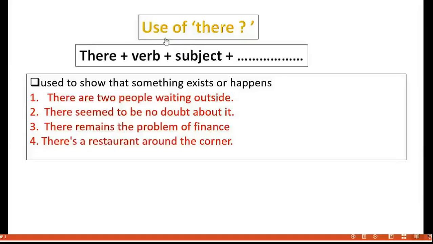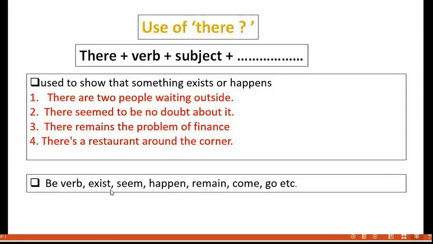Our first slide is about the use of there. Here you find the structure: there plus verb plus subject plus extension. The verbs used in this structure are be verb, exist, seem, happen, remain, come, go, etc. This structure is used to show that something exists or happens. Here you find a few examples.